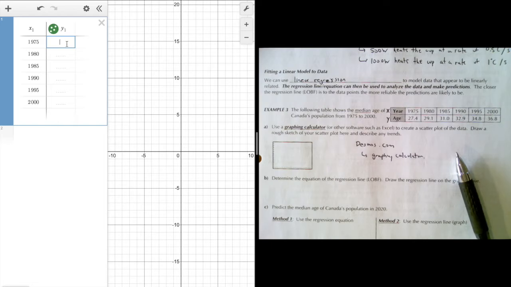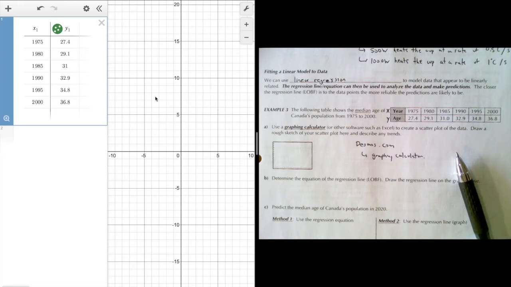So we've got 27.4, 29.1, 31, 32.9, 34.8, and 36.8. All right, and now we've got a table, and if we look, we should be able to see dots, but we don't actually see dots.